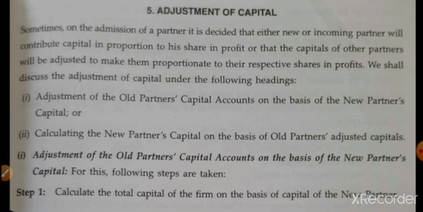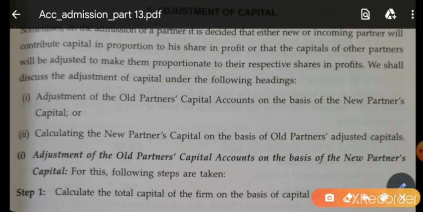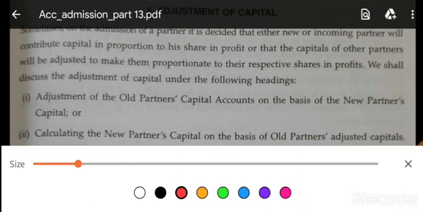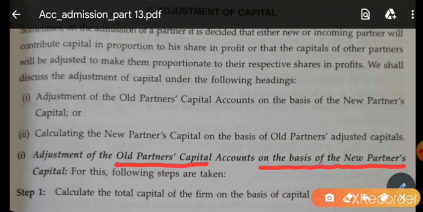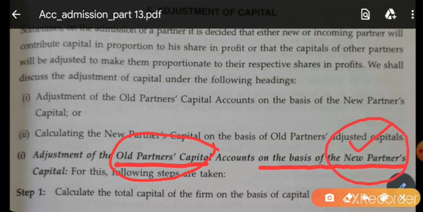This topic is further divided into two parts. The first part is adjustment of old partners' capital on the basis of new partner's capital. And the second part will be that new partner's capital will be calculated on the basis of old partners' capital. So old partners' capital is adjusted and new partner's capital is calculated.